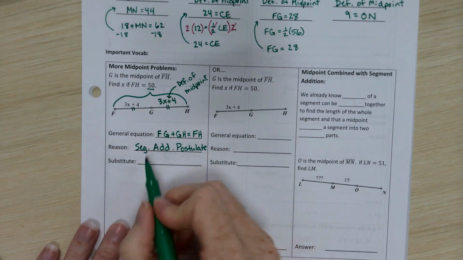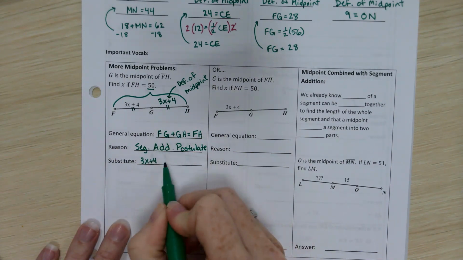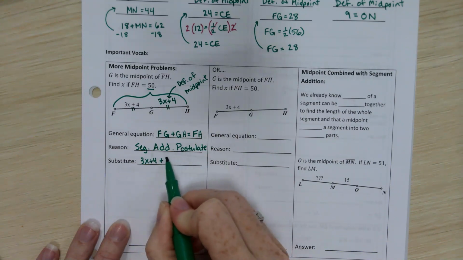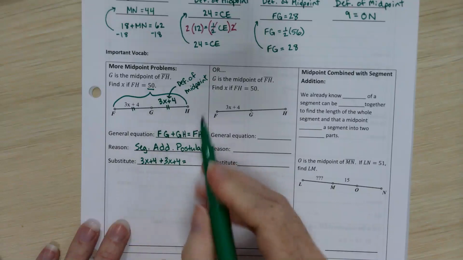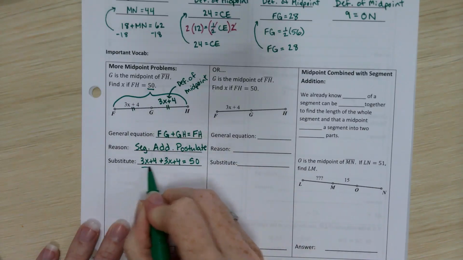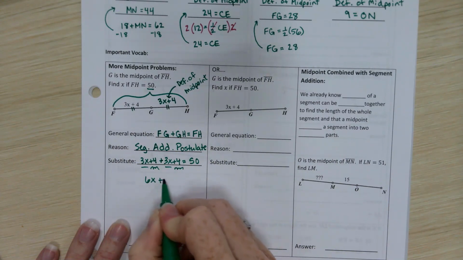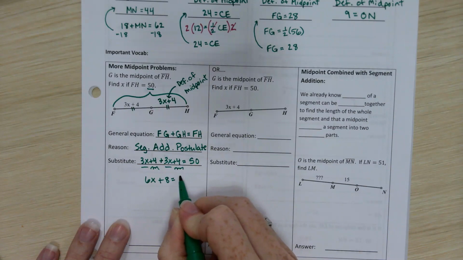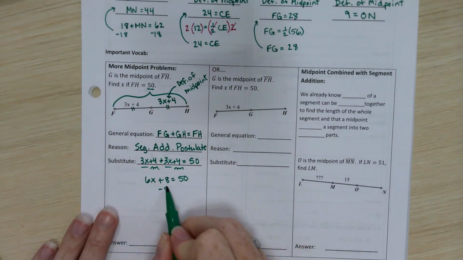So if we go ahead and substitute our values in, FG is equal to 3x plus 4, plus GH is also 3x plus 4, and together they make FH, which is 50. If we do some algebra, combine those two like terms, same thing here with these two constants, we end up with 6x plus 8 equal to 50, and then you can go ahead and finish out that solving.